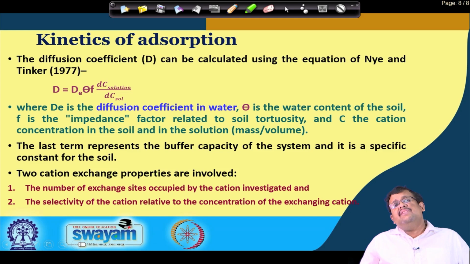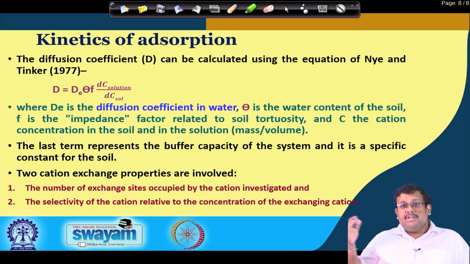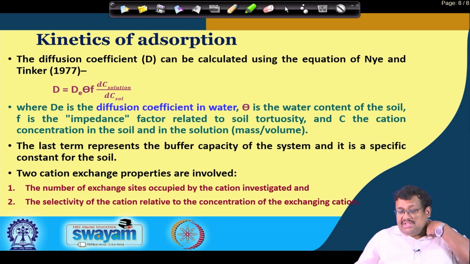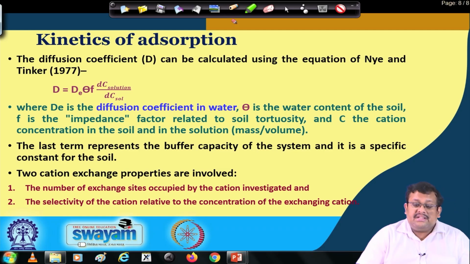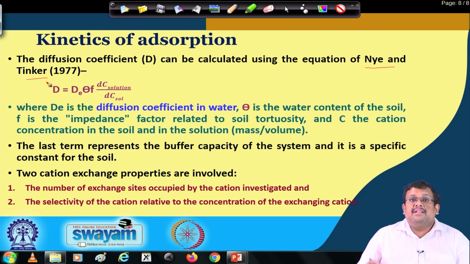Now, if we look at the kinetics of adsorption, obviously we need to know the diffusion coefficient and its mathematical expression. We have just seen that the diffusion coefficient plays an important role in the desorption and movement of the cations from the external surface of the clay particles and clay minerals to the bulk solution. Now, this diffusion coefficient, denoted by D, can be calculated using the equation of Nye and Tinker, these two scientists.